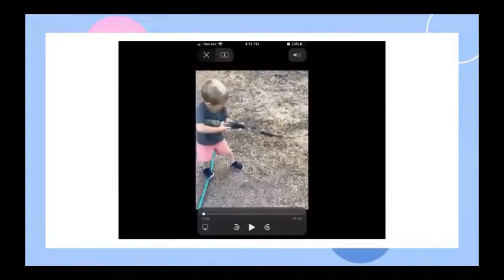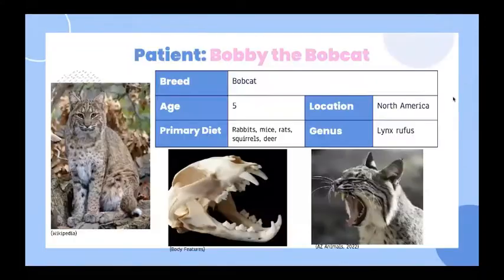Alrighty, everyone. Well, if you didn't guess it, today's patient is Bobby the Bobcat. Just to give you some background information, bobcats are found around the United States, in southern Canada and Mexico, and their diets consist of rabbits, mice, and occasionally some small deer. An interesting fact is that they're very important to our food web as they're known to be ecosystem engineers by maintaining diversity and even managing diseases.